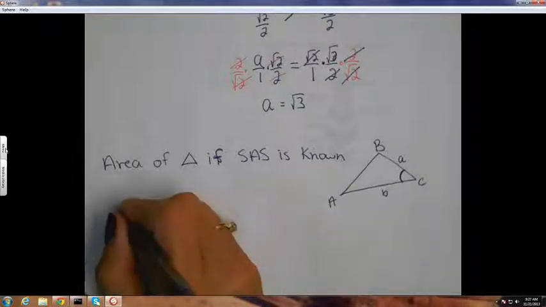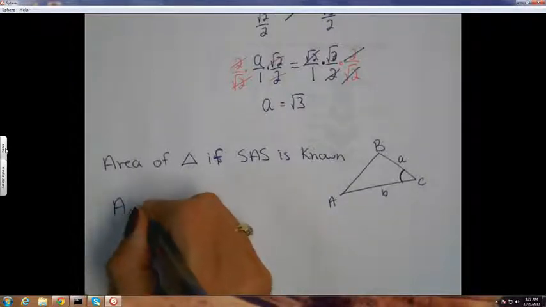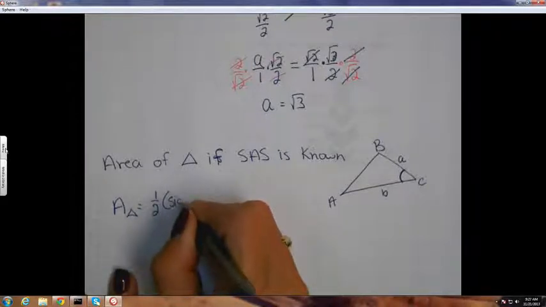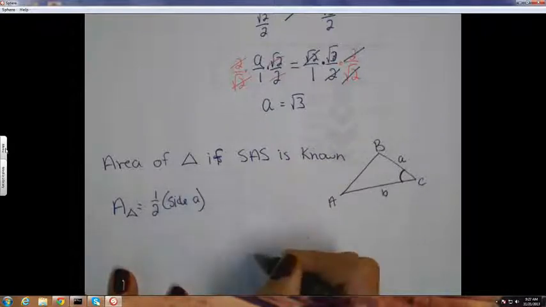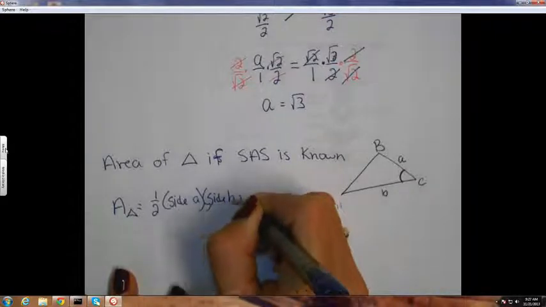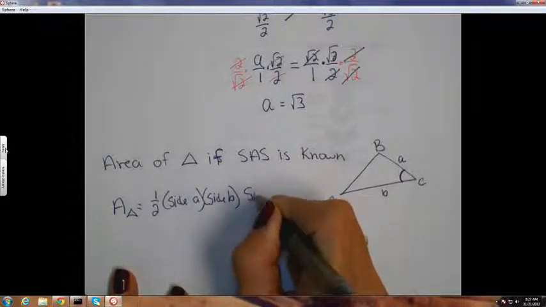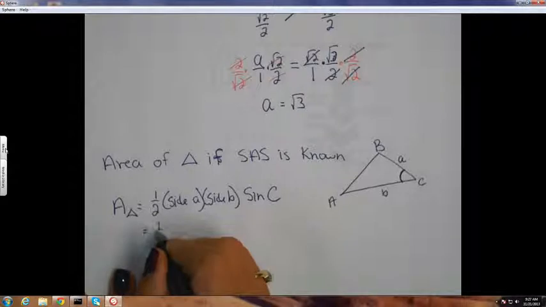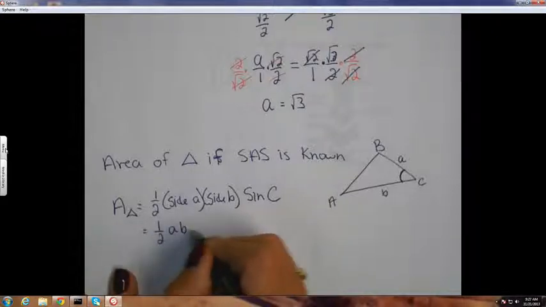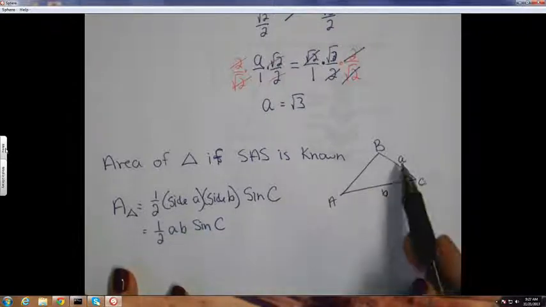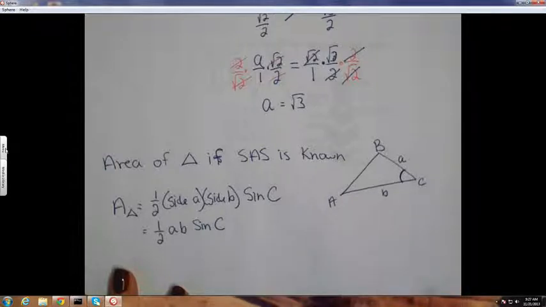The area of the triangle is equal to 1/2 times side A times side B times the sine of the angle. 1/2 A B sine C. But the parts have to be in side angle side order. And it's just a simple plug and chug. Again, I'm supposed to take you through the big development of this, but I don't think it's worth your time.